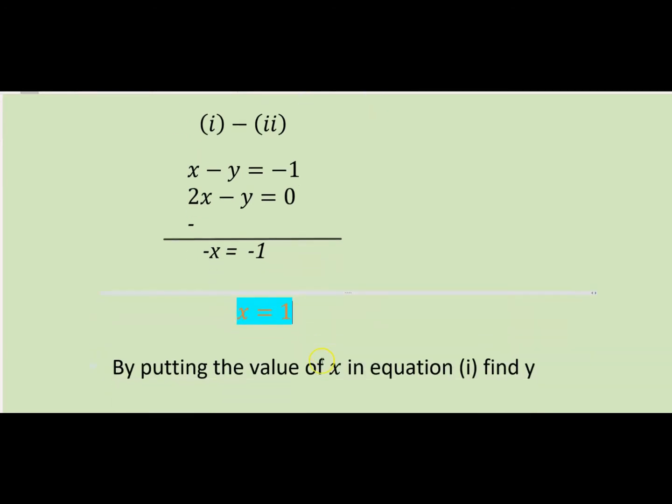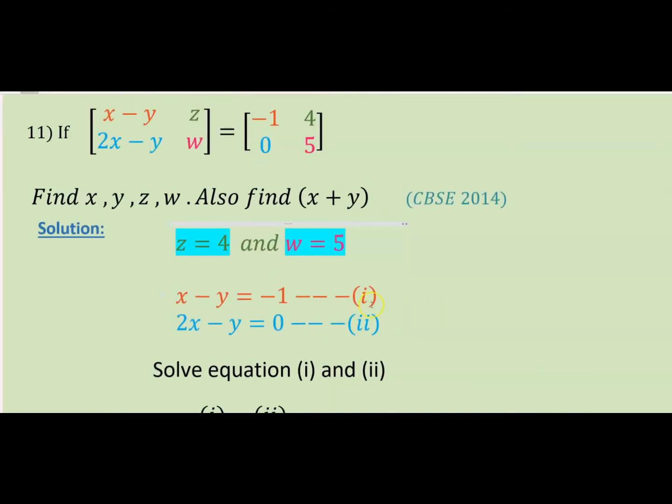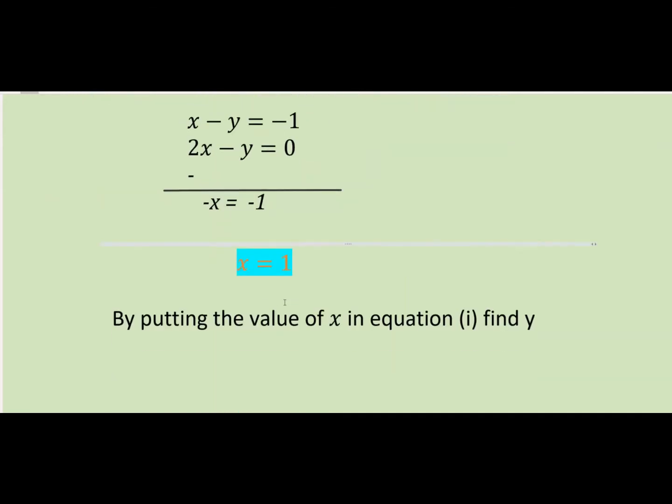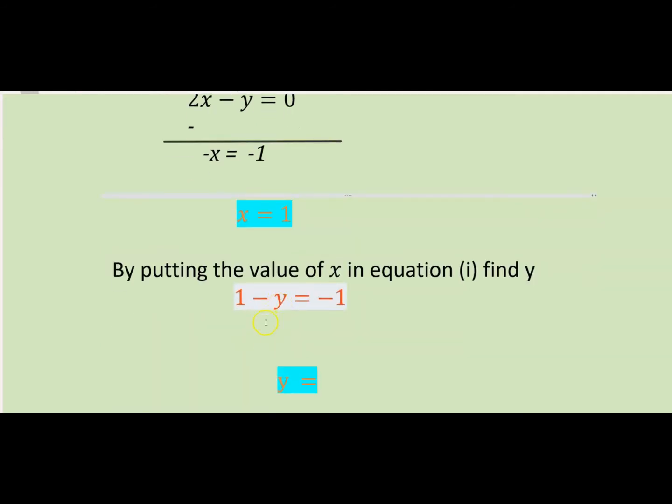Now just put the value of X in any equation. I am putting the value of X in the first equation to find Y. The first equation was X minus Y is equal to minus 1. So I am putting the value of X here, that is 1. So from this equation, this will be minus Y, and when 1 goes to that side, that will be minus 1. So minus y is equal to minus 2. So from there we can find the value of y, that is y is equal to 2.